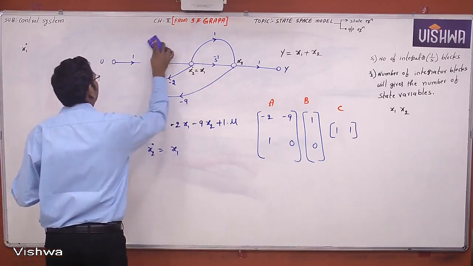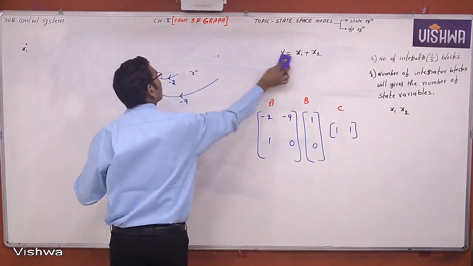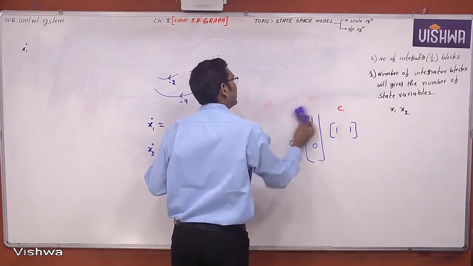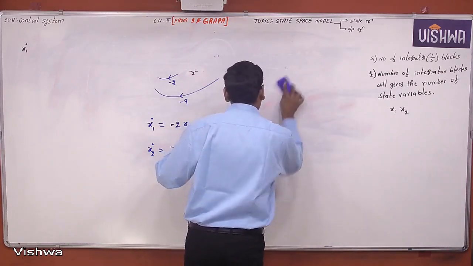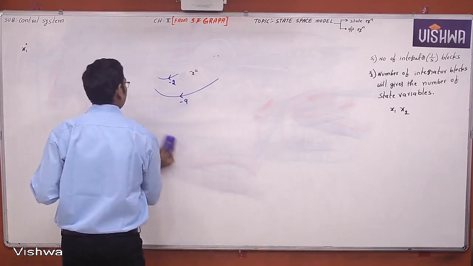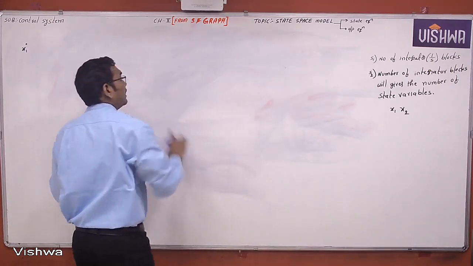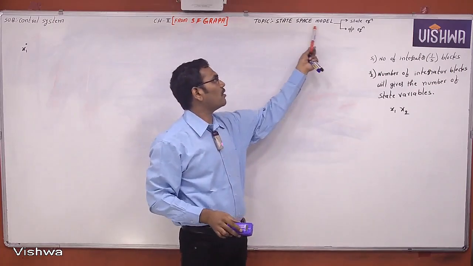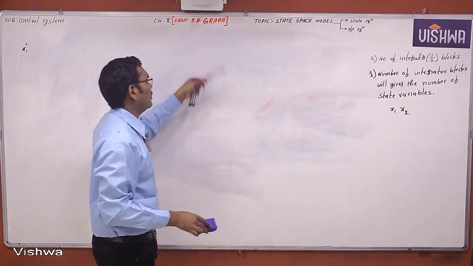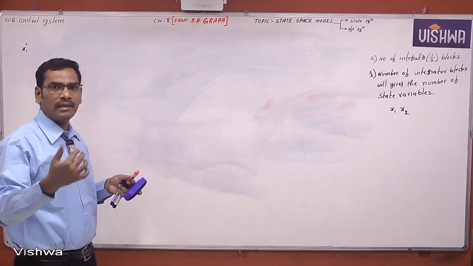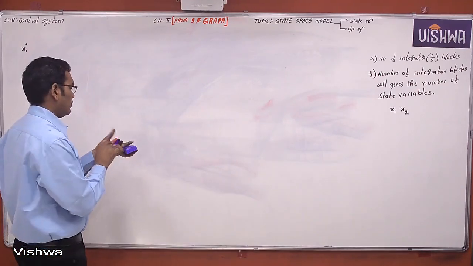Clear or not? This is the way you can easily write the state equation and output equations. Now this is the state space model. In the GATE examination, this is important. He is not giving the model; you have to find the model. Once you get the model, the next part is just questions and answers.